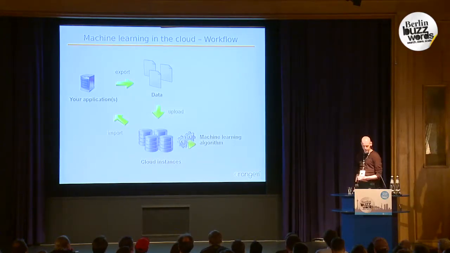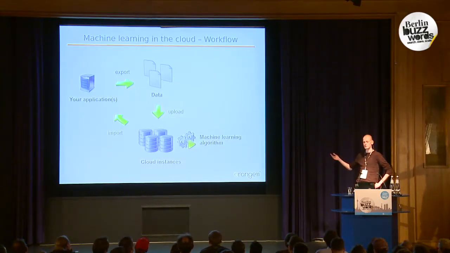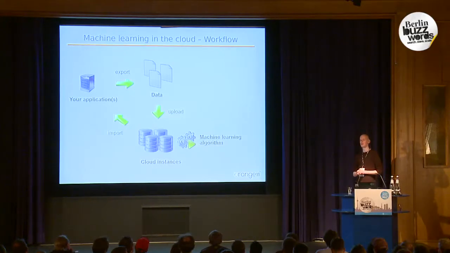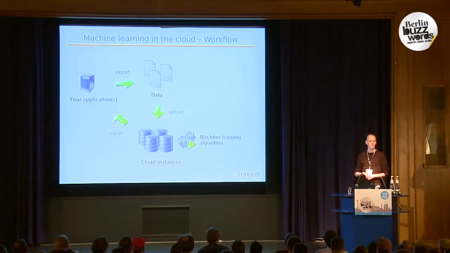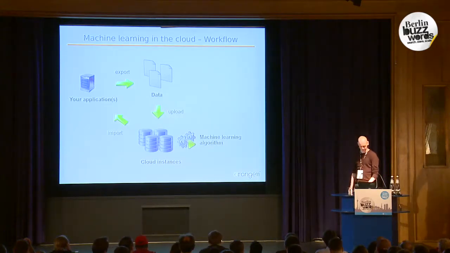Okay, so back to our image again. We have the machine learning algorithm because we will be using Mahout then. But then how do we actually run it in the cloud? And how do we start up the machines? Because you can get an account at Amazon, for instance, but then you have a bunch of empty instances. You still need to get the software there, right? So how does that work?